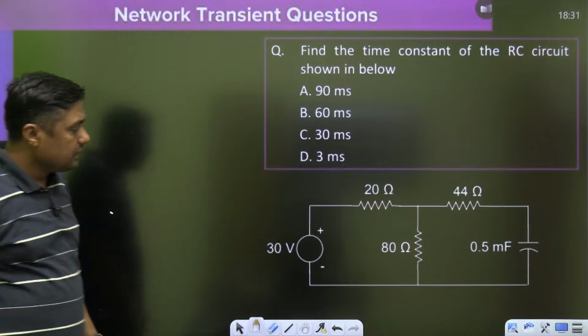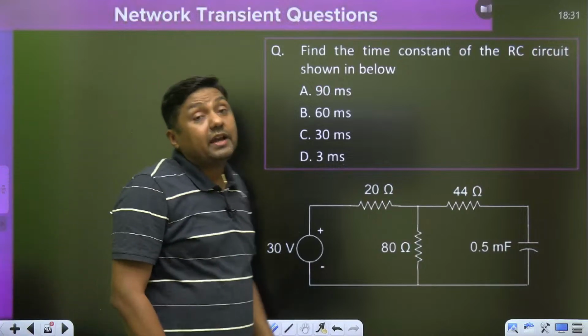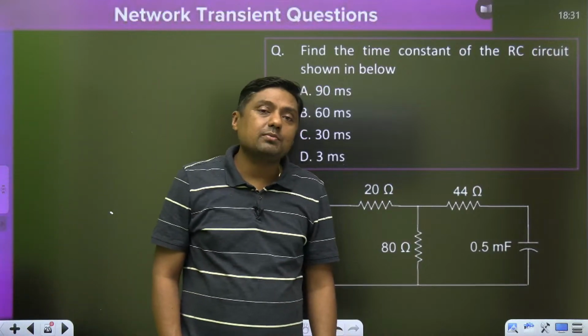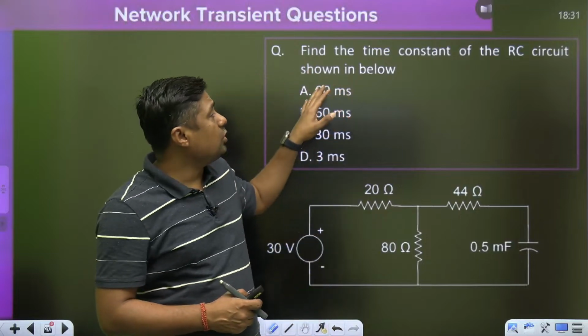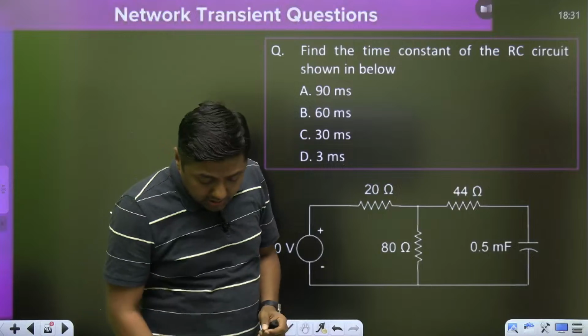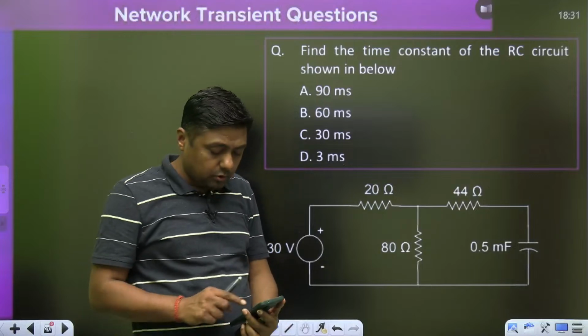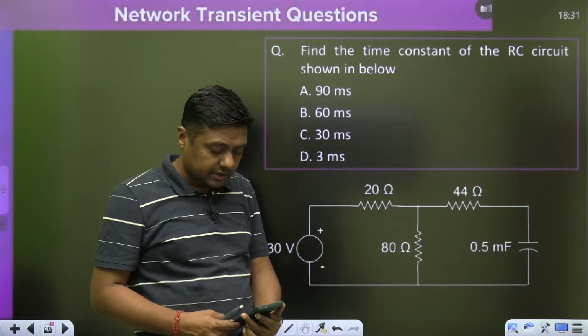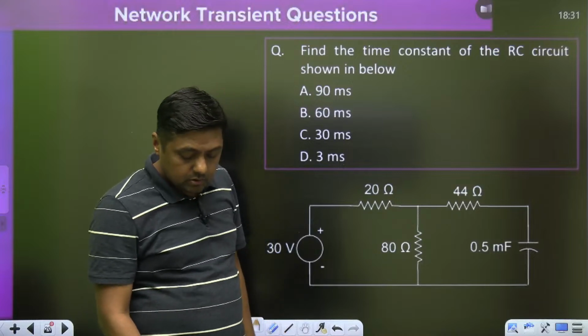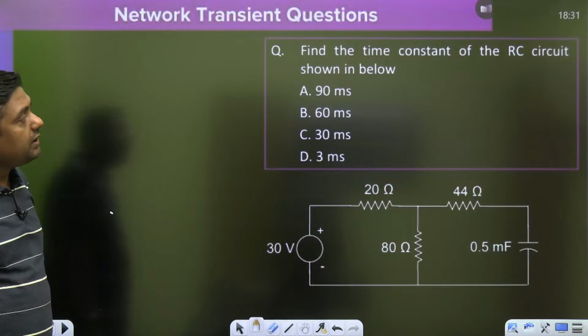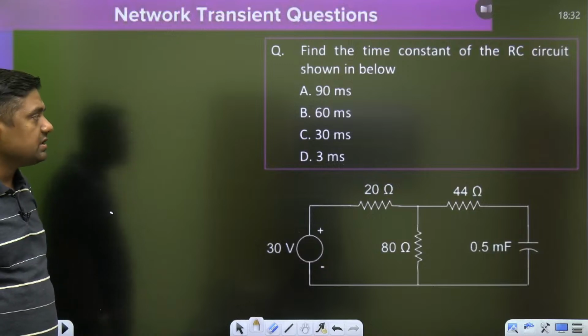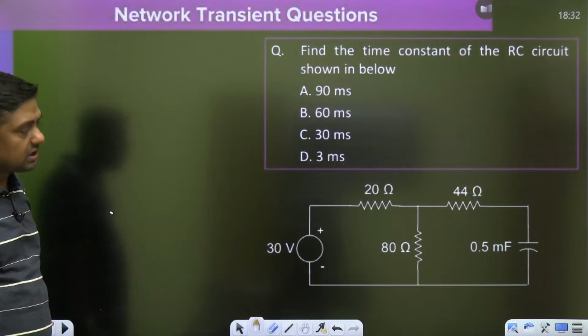Very easy one. In an HPCL exam or in an ISRO exam, they will ask this type of question. Find the time constant of the RC circuit shown below. What is the time constant here? Tell me in the comments box also. What is the time constant of this circuit? The options are 90 milliseconds, 60 milliseconds, 30 milliseconds, 3 milliseconds.